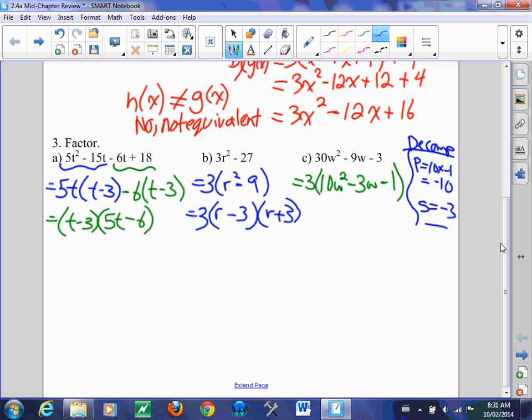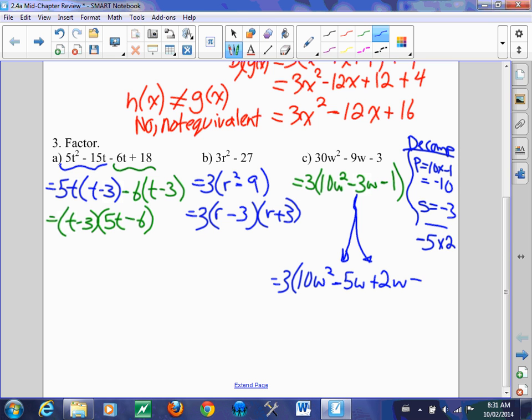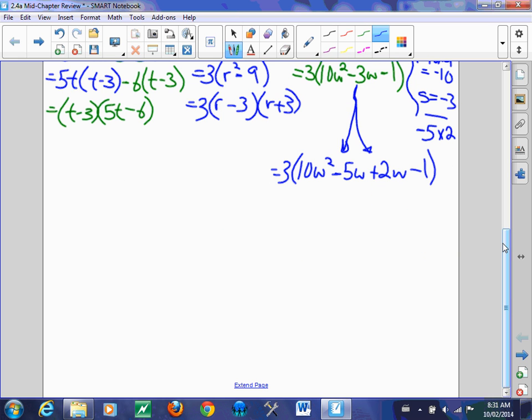So what 2 numbers am I going to figure out? Negative 5 times 2 will help me with that. I'm just going to move this down because I'm running out of room. So this is going to equal 3 times 10w squared, and I'm going to split that middle term. I'm going to split it into minus 5w and plus 2w. And again, if you had it the opposite way, no worries. You'll just be grouping a different common binomial.